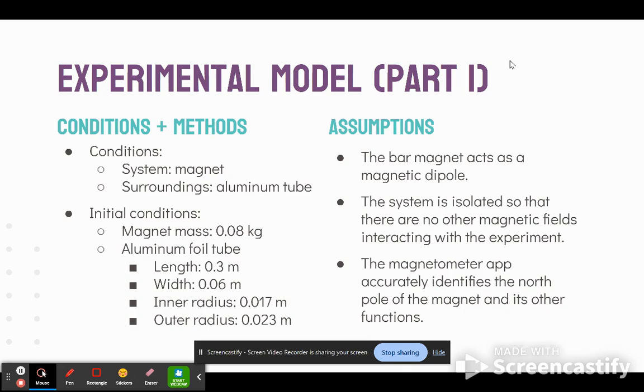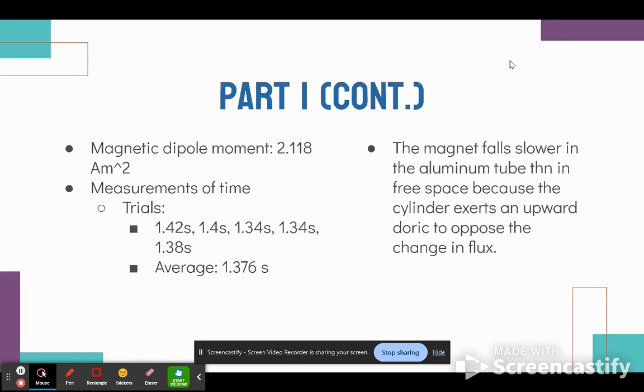So in this experimental model, we assume that the bar magnet acts as a magnetic dipole. We also assume that the system is isolated so that there are no other magnetic fields interacting with the experiment. We also assume that the magnetometer app accurately identifies the north pole of the magnet and its other properties. And as for the trials, I found that the average amongst the 5 times was 1.376 seconds, and the magnet falls slower in the aluminum foil tube than in free space because the cylinder exerts an upward force to oppose the change in flux.